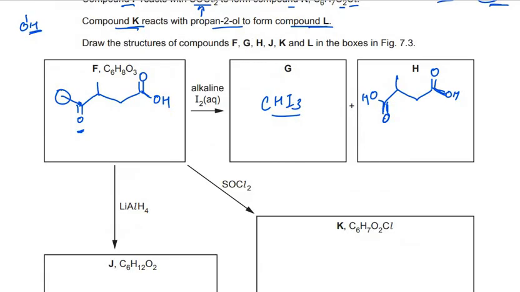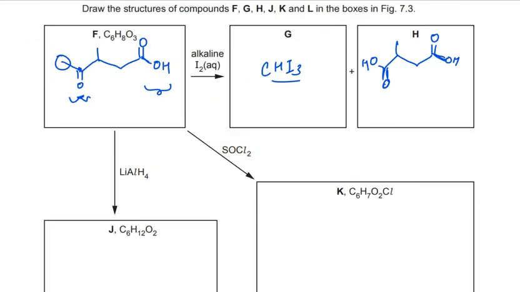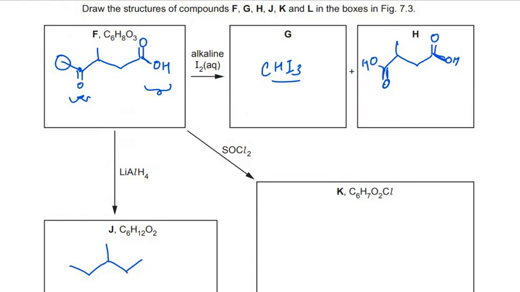Now LiAlH4, that is a reducing agent. As we have already discussed, the carboxylic part and the ketone part will get reduced with the lithium aluminium hydride. So we'll draw the same structure, but in place of carboxylic acid we'll be drawing only the alcohol here and an alcohol here. The remaining carbon remains as such. The carboxylic and the ketone part gets reduced.